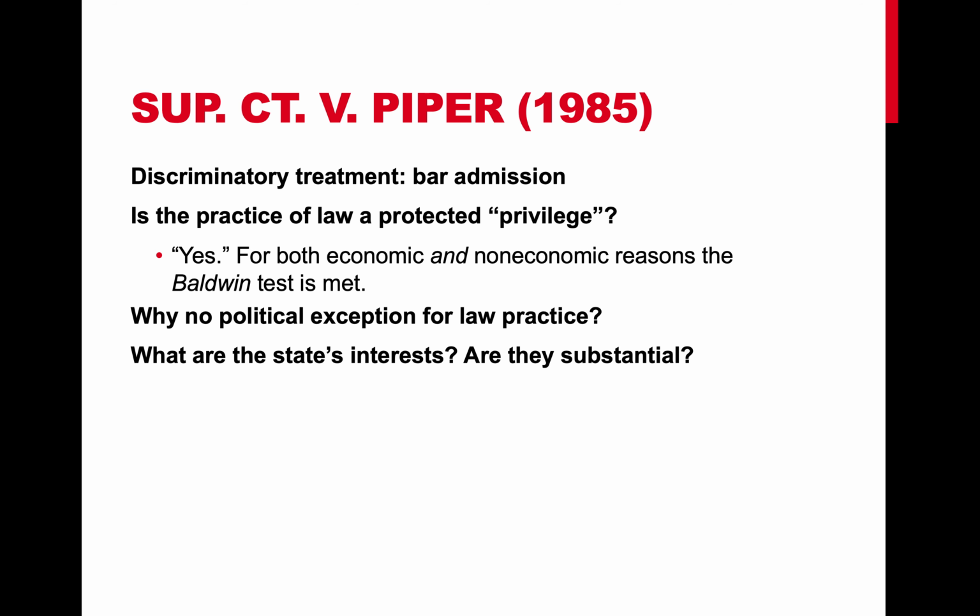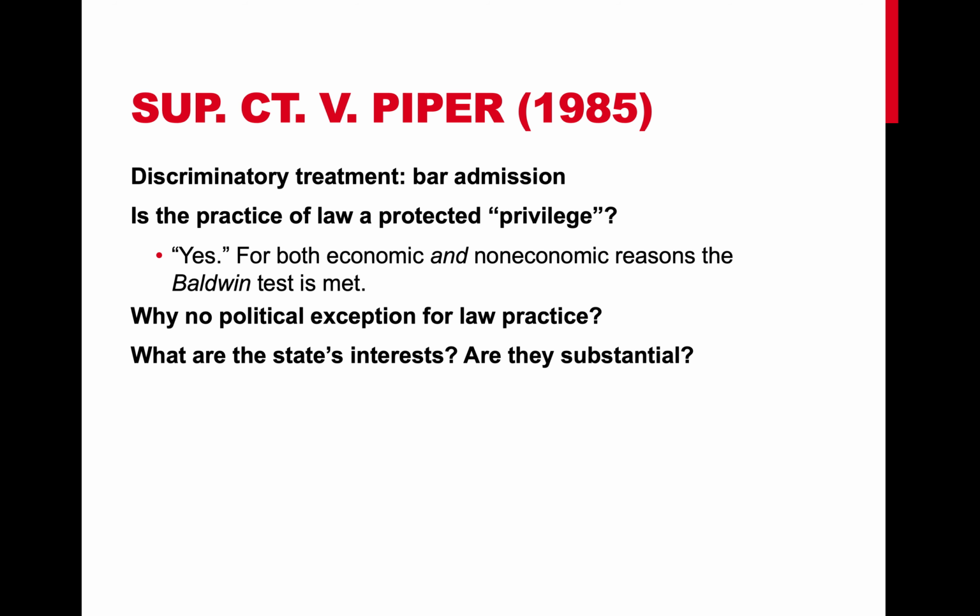So what are the state's justifications? There are 4 of them listed at the top. New Hampshire says we must have this rule that limits bar membership to state residents because state residents are the ones who are likely to become and remain familiar with local rules and procedures, to behave ethically, to be available for state court proceedings, and to do pro bono and other volunteer work in the state. And the court essentially goes through all 4 and rejects them as being substantial.